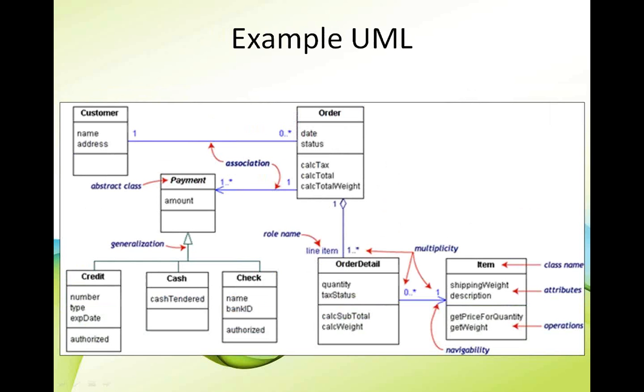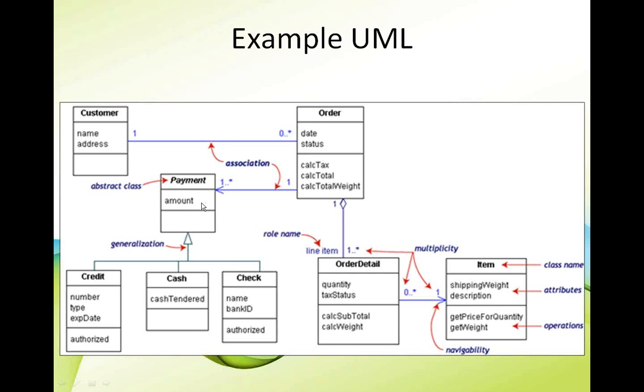All right, this is an example UML from the business world, okay, where we have a customer that has elements, the name and address of a customer, and they may or may not have an order. So you have to have at least a customer, but it's optional for the customer to order, and a customer may have more than one order. Now, an order will include a date and a status, and the tax, the total, and the weight, okay? If there's an order, there must be 1 or more payments, okay?